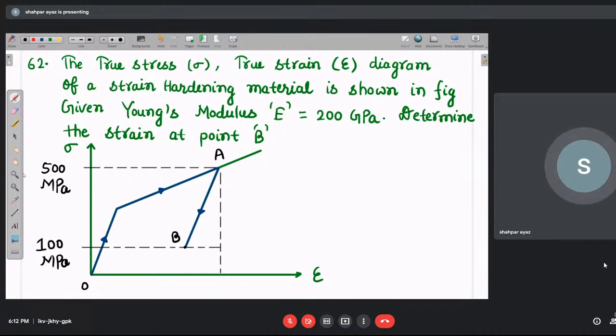So at this point, you need to calculate the strain. Strain at point B means if you draw a perpendicular from here, what is the value of strain at this point? This is asked in this problem. Try it, a very beautiful problem. Strain at point B is asked. Do it, everyone.